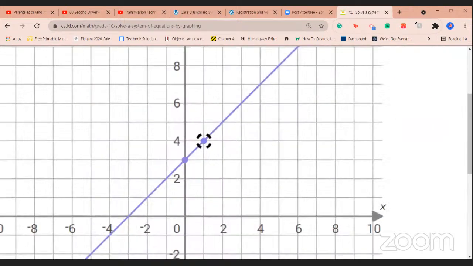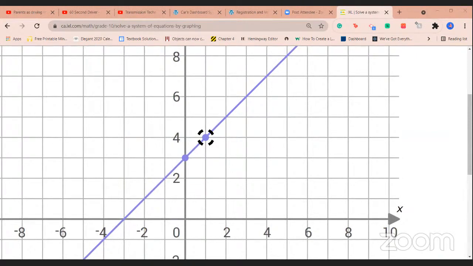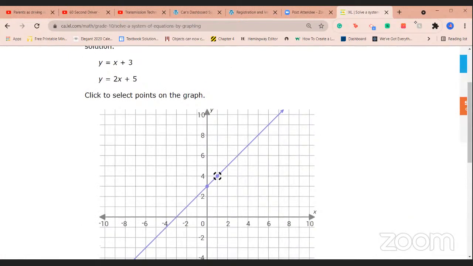As you can see here in this graph, we're going 1 to the right and 1 up. So from 0, 3, we're going to 1, 4. Okay, that's our first equation. Now, how would you graph the second one? 0, 5. Okay, very good.